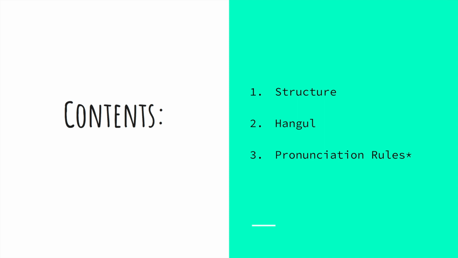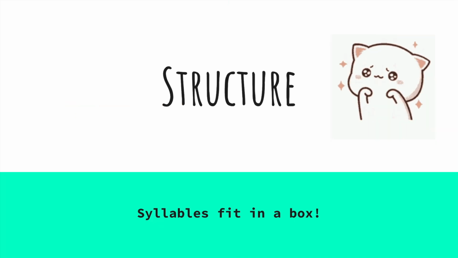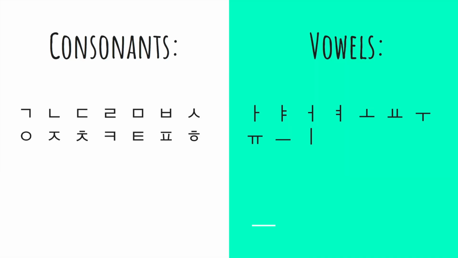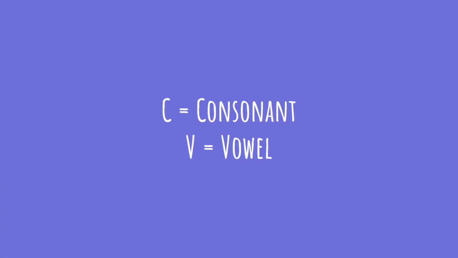Today we'll start off with the structure of a syllable and a word, and then we'll learn each letter of Hangul, and then some pronunciation rules. The only rule to worry about for structure is that syllables fit in a box. On the left we have some consonant, on the right we have some vowels. C will represent a consonant and V will represent a vowel.